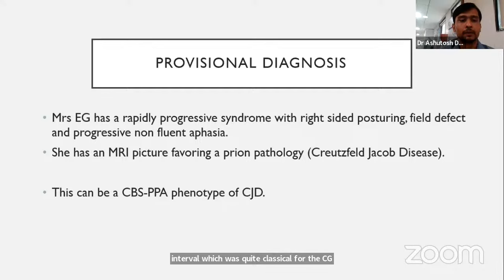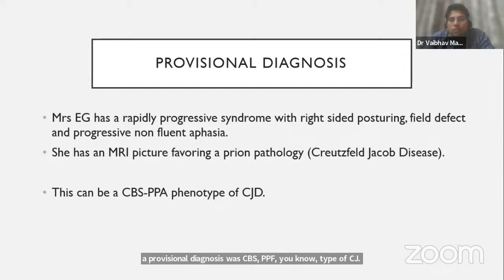So our patient had a rapidly progressive syndrome with right-sided posturing, field defect, and progressive non-fluent aphasia. And she had an MRI picture as well as EEG suggestive of prion pathology. So our provisional diagnosis was CBS, PPA phenotype of CJD. Go ahead, Ashutosh. We have a little more slides on CJD.